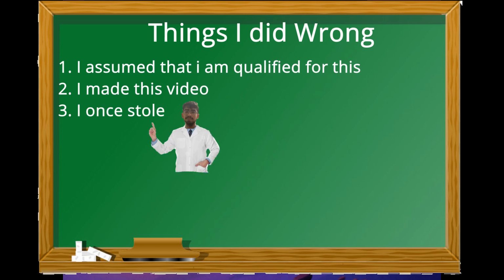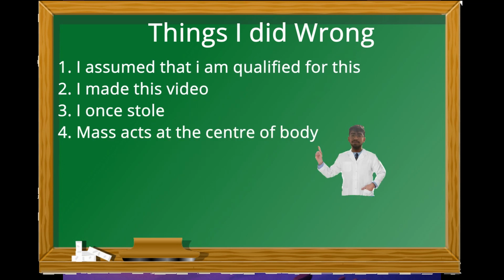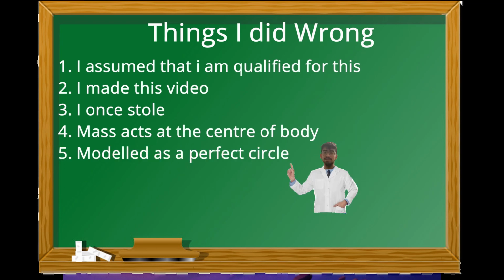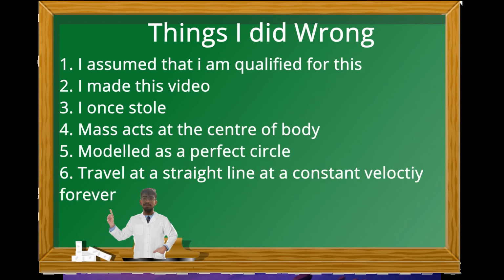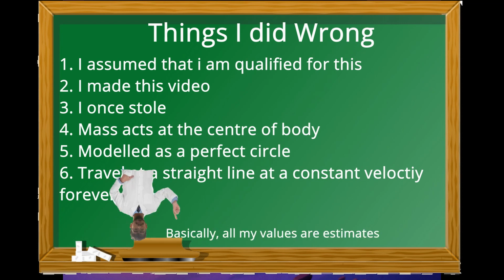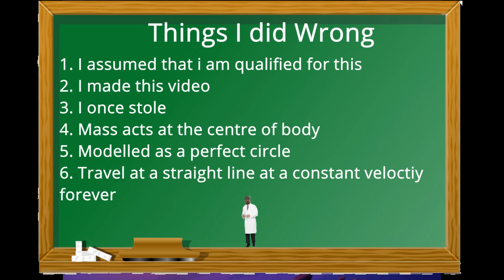Third thing is I once stole. The fourth thing is that the mass of the Among Us character acts in the center of the body. The character is modeled as a perfect circle, which it isn't, and the character will forever travel in a straight line, which it won't. This just means that I have a higher percentage error in all of my calculations and hypothetical observations, but it's still pretty cool that using physics, we can work out these values, which are probably kind of off, but it's still pretty cool.